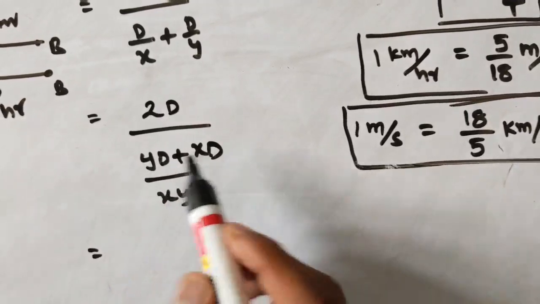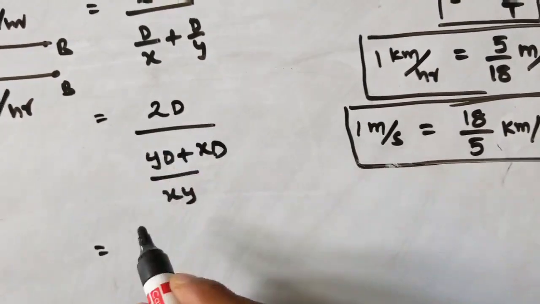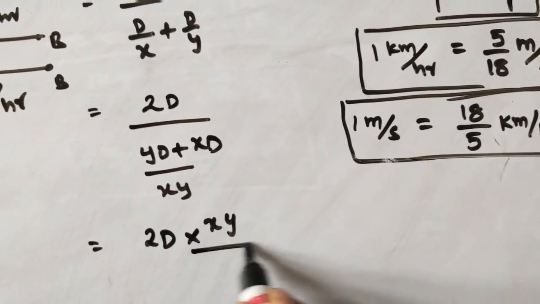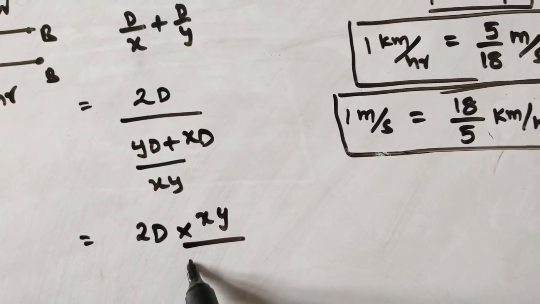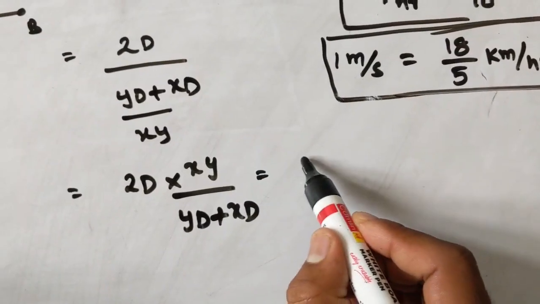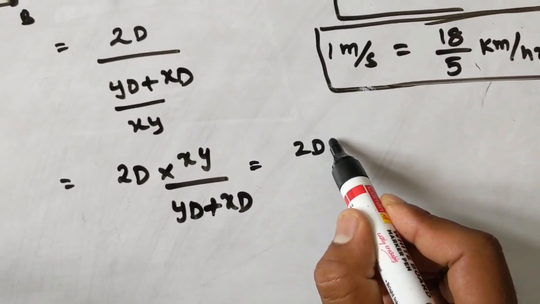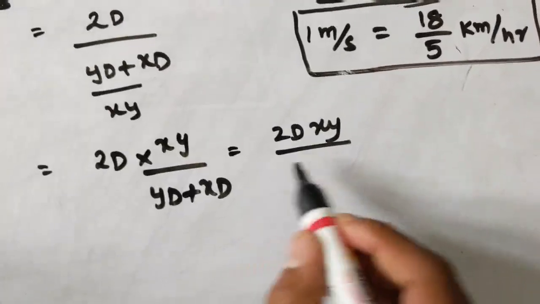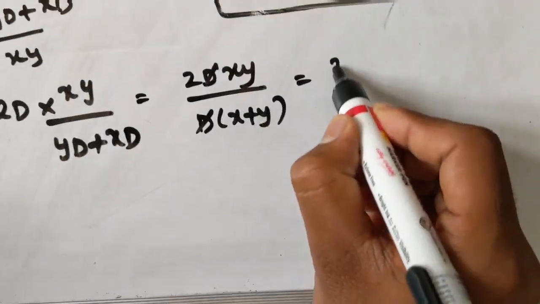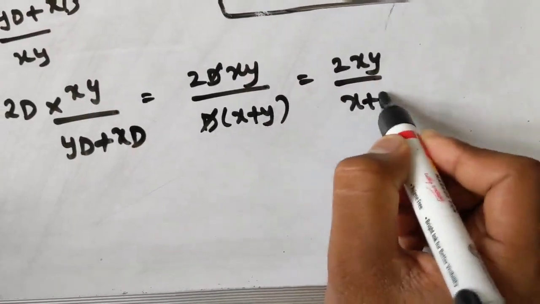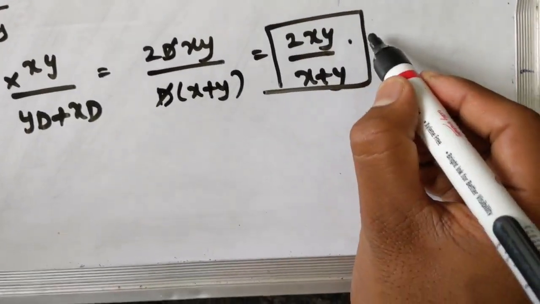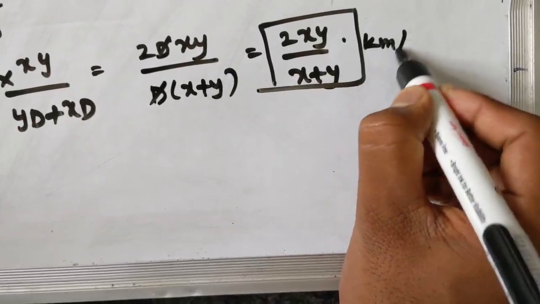This is the denominator. If the denominator is a fraction, I send it up: 2d into xy by yd plus xd. If I take d common, x plus y, d cancels, so 2xy by x plus y. This is the formula for average speed, 2xy by x plus y kilometer per hour.